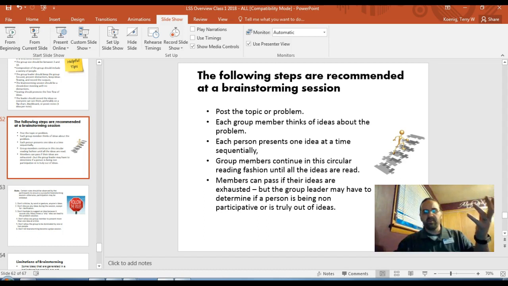So post the topic or problem you're talking about. Each group member thinks of ideas. Start presenting some ideas. Go around in a circular fashion. You can pass. Don't put extreme pressure on people. Some people need a little more time. Some people aren't as comfortable. Some of the best ideas are in the quiet people, though. So make sure you don't ignore them or forget about them.